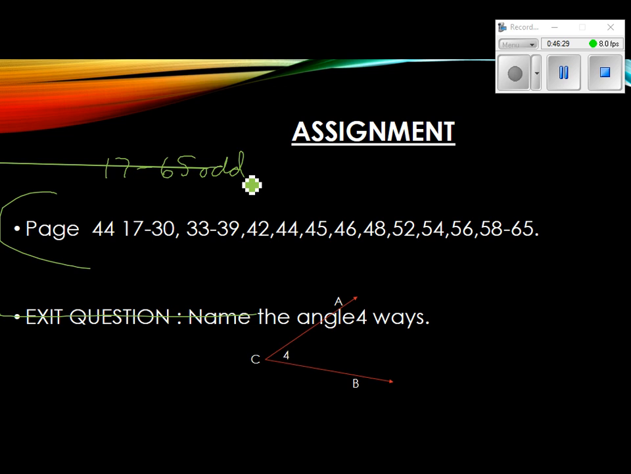Let's do this exit question together while we got a minute. Name that angle for me. Angle 4. Angle 4, that's the easiest way. Another way. Angle C. Angle C, that's the way that I don't want you to do really, but all right. Angle ACB. Angle ACB, and angle BCA. Make sure you're putting that angle symbol out in front all the time.